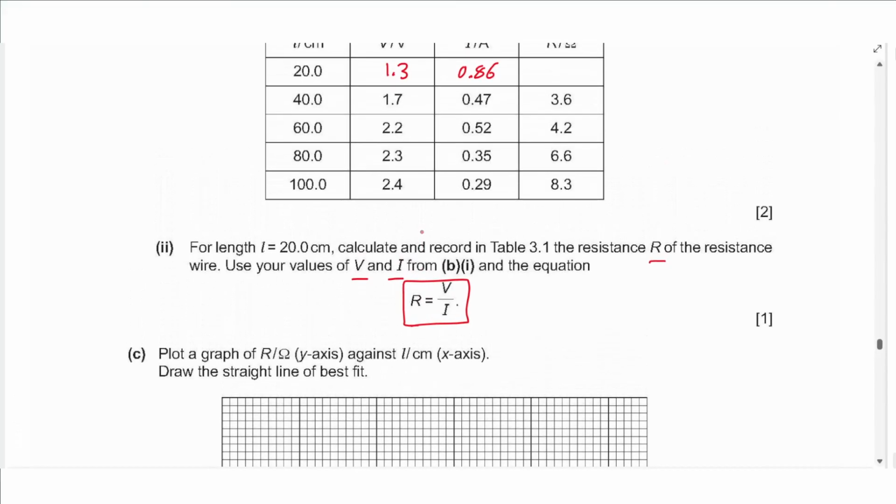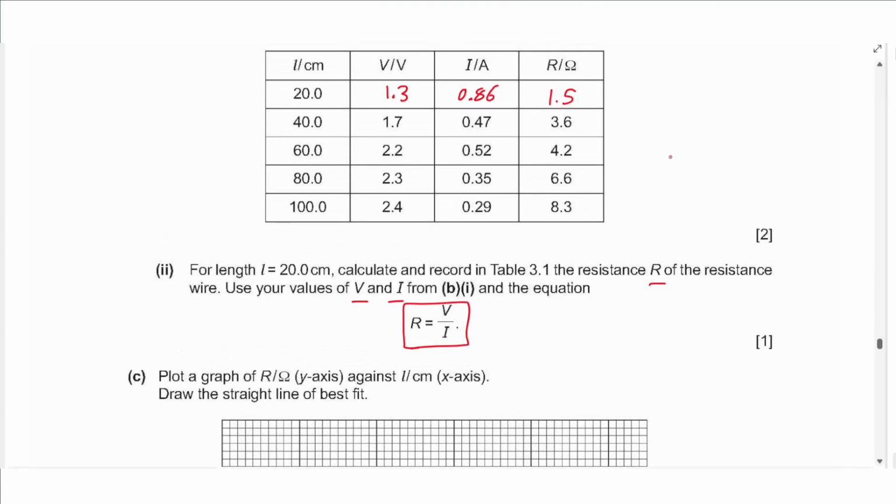We divide the voltage by the current. We have 1.3 divided by 0.86. This gives an approximate value of 1.5 ohms. But the unit is already given in the column heading, so we don't need to write it.